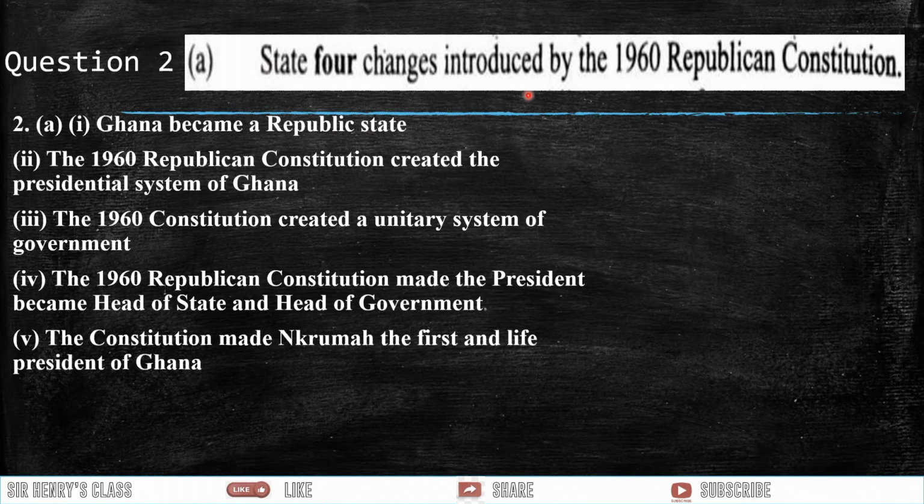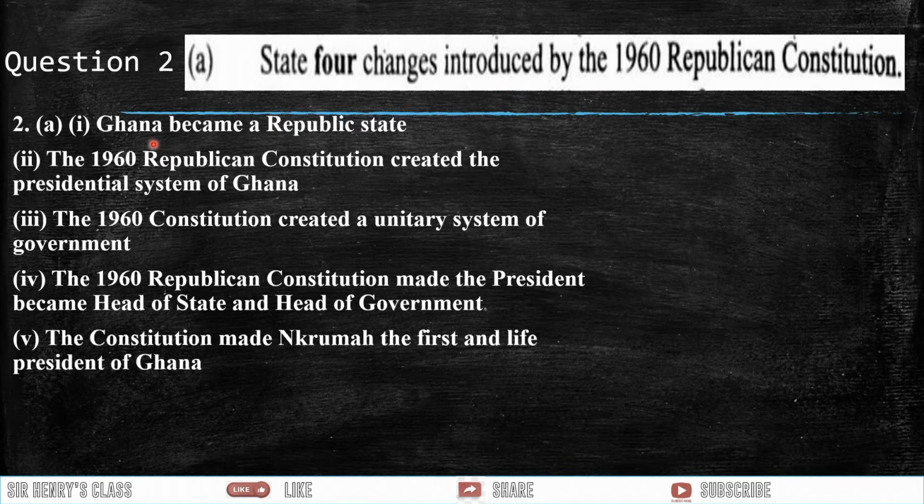Number 2A reads, state 4 changes introduced by the 1960 Republican Constitution. So the 1960 Republican Constitution was introduced around, or there was a referendum around April 1960 where the people accepted to use the 1960 Republican Constitution, and it was promulgated around June 1960. So this constitution brought about some changes. So this was the time Ghana became a republic as well.